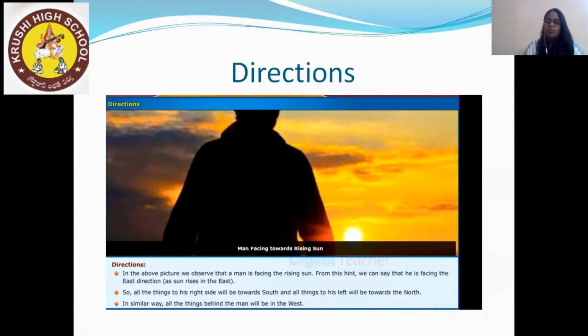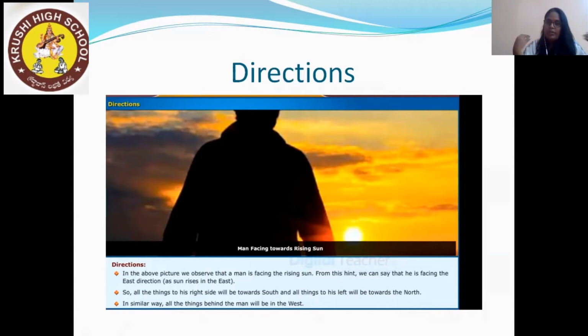So here what happens, children? You can see in the picture, the man is facing towards the east. This is because we all know, as a universal truth that everyone believes, that the sun rises in the east. So whenever you face towards the east, your right side will be the south, your left side will be the north, and towards your back will be the west.